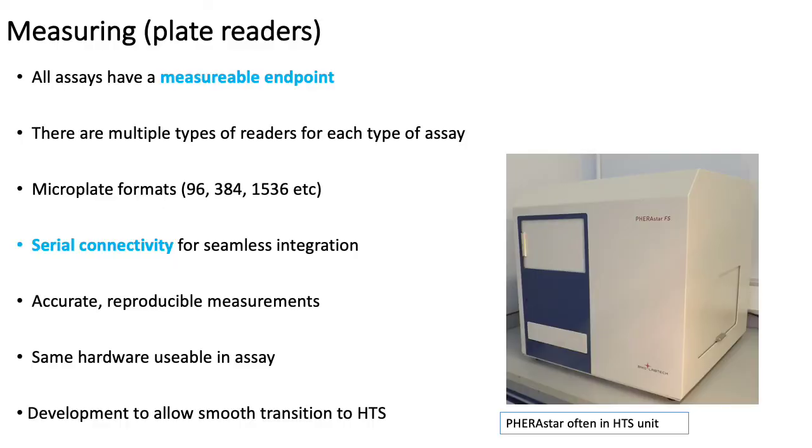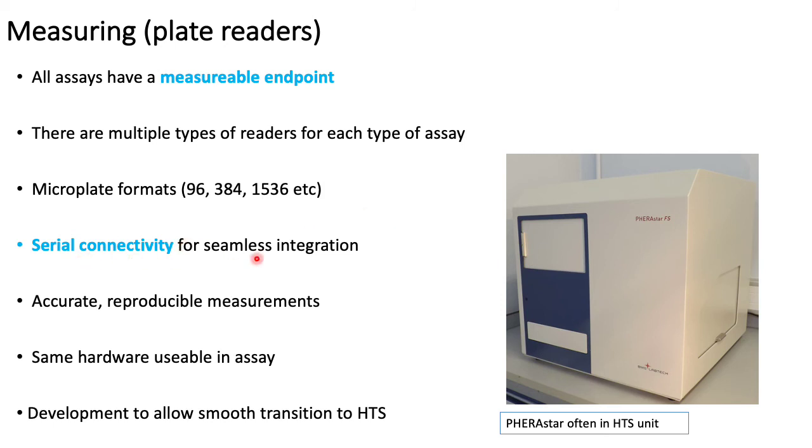For the measurement, this is the analysis, we use something called a plate reader. A plate reader looks a bit like this. This is an example of a plate reader. Essentially, it can measure absorbance, but it can also measure fluorescence. All the assays need to have a measurable endpoint, so often we will measure fluorescence. There are multiple types of readers for each type of assay. Okay, and we can use those different microplate formats, so the 96 well plate, the 384, the 1536 well plate.